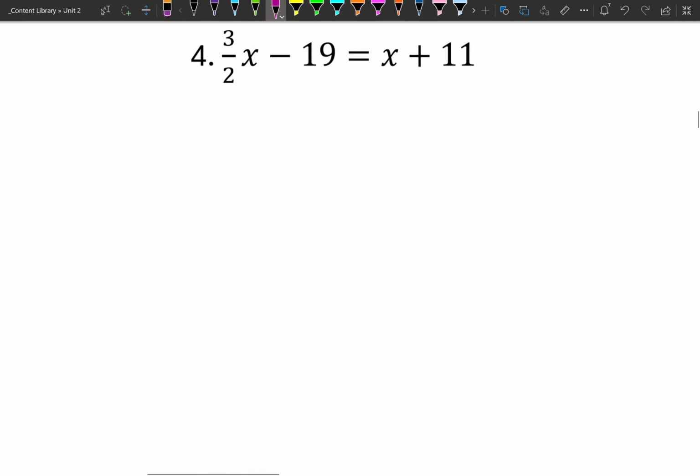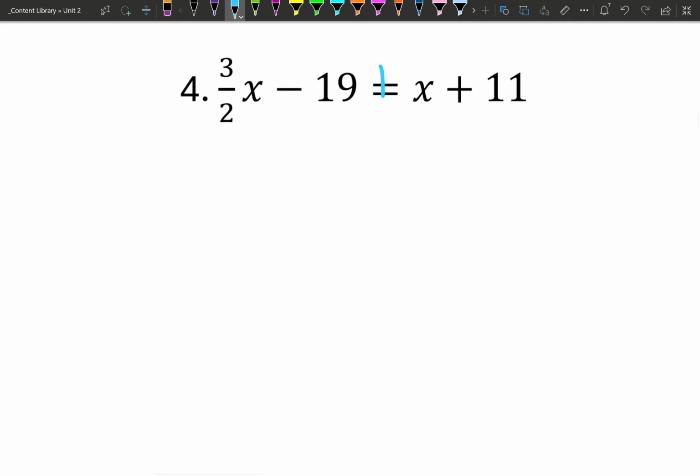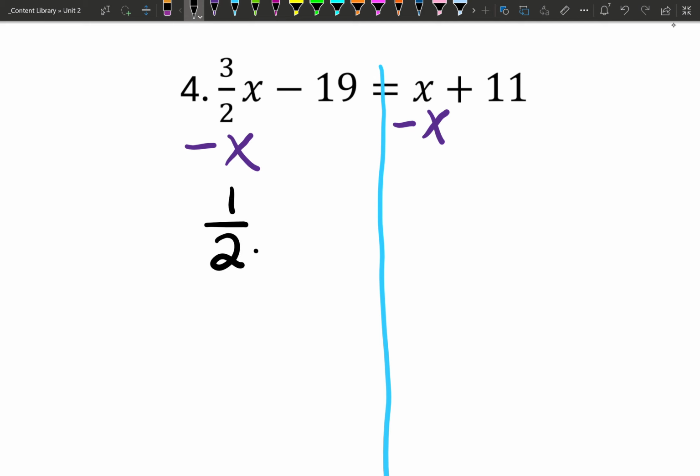Now don't freak out. I know there's fractions. We're going to be okay. Let's draw a line down the middle. 3 over 2x is larger than 1x because 3 over 2 is 1.5. So I'm going ahead and I'm going to subtract x from both sides to get started. 1.5 minus 1 is 1/2. So I'm left with 1/2 x minus 19 equals, the x's cancel, 11.